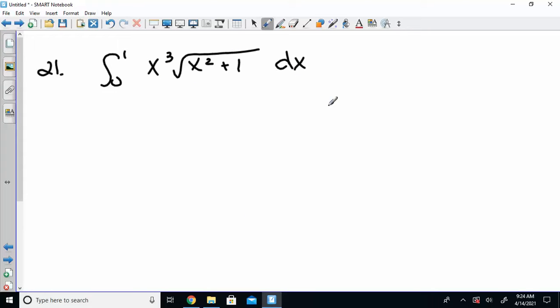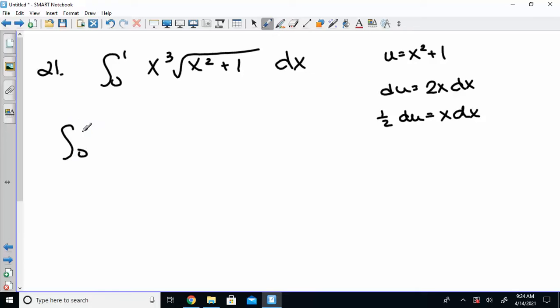Okay, is there any way I can simplify this from the beginning? No, because I have more than one term under the radical. So when I'm looking at these, I have to pick my u. I don't want to have a du under the square root, so the thing under the square root has to be my u. So du, the derivative of that would be 2x dx. So 1/2 du will replace my x dx.